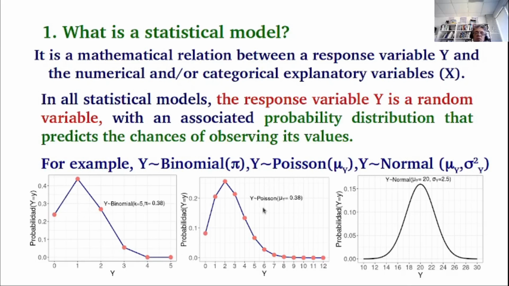And for the Poisson distribution, these are also counts, here just shown between 0 and 12. Theoretically it goes to plus infinity. So these are the probabilities of observing the different counts when the parameter of the Poisson distribution has a mean of 0.38. And this is likewise the probability of observing different values of the response variable y when it is modeled as having a normal distribution with a mean of 20 and a standard deviation of 2.5.